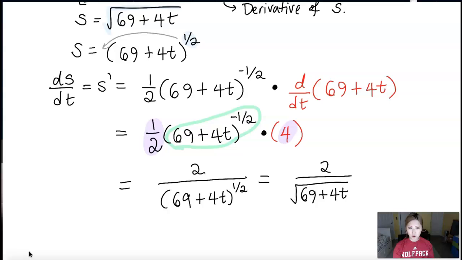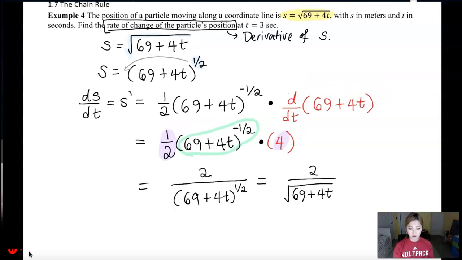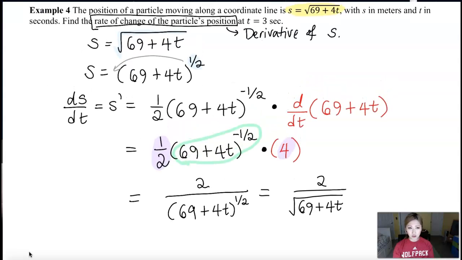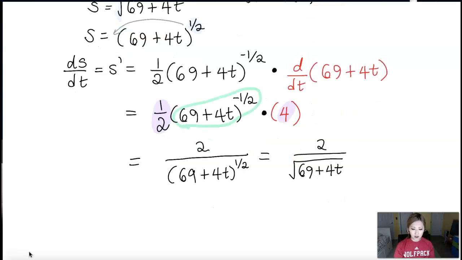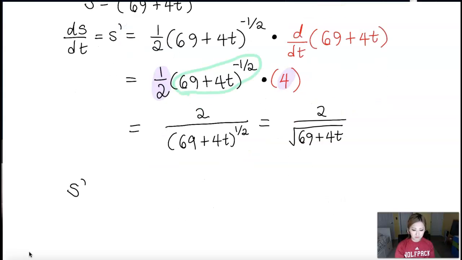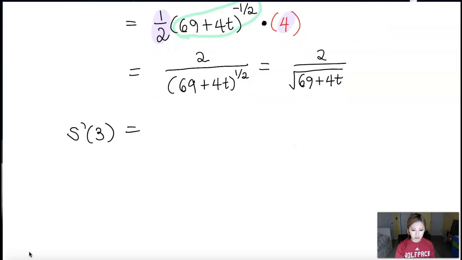So what did they want? We found the derivative function, and this is a function that's going to help us find the rate of change of this particle's position at any given time. They did give us that t is equal to 3. So let's find s prime of 3. We just need to plug in 3 into this function: 2 over square root of 69 plus 4 times 3.